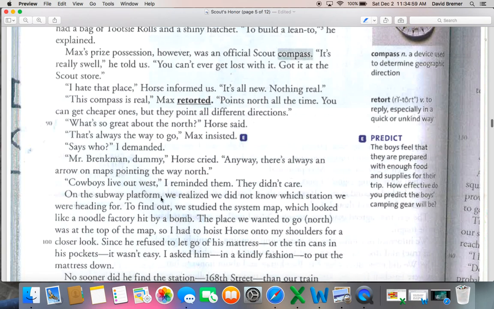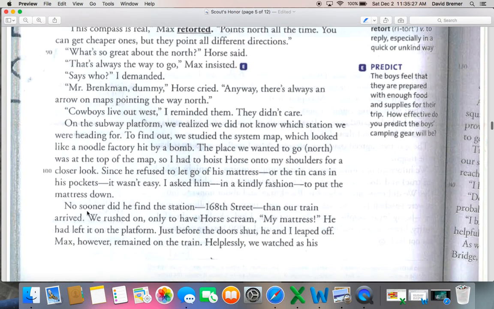On the subway platform, we realized we didn't know which station we were heading for. To find out, we studied the system map, which looked like a noodle factory hit by a bomb. The place we wanted to go, north, was at the top of the map, so I had to hoist Horace onto my shoulders for a closer look. Since he refused to let go of his mattress or the tin cans in his pocket, it wasn't easy. I asked him in a kindly fashion to put the mattress down. No sooner did he find the station, 168th Street, than our train arrived.